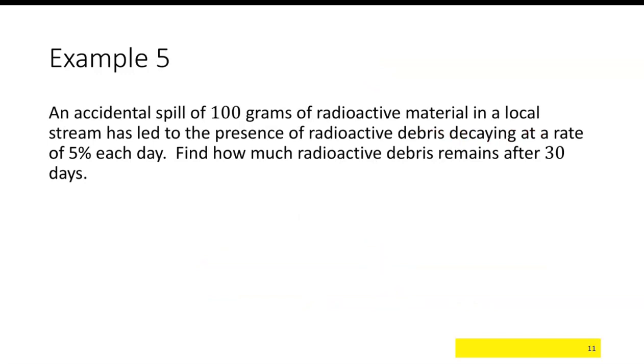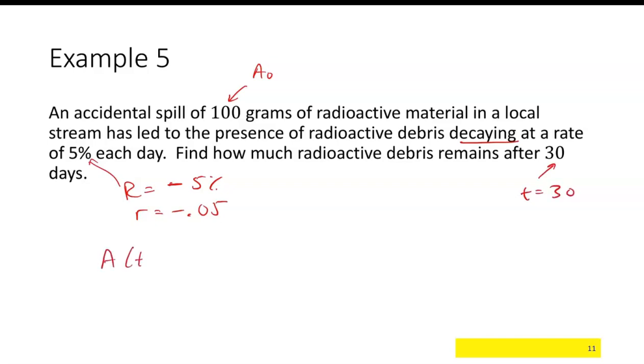For a decay problem, let's say an accidental spill of 100 grams, so we're going to start with 100 grams, in a local stream has led to the presence of radioactive debris decaying at a rate of 5%. So what that means is that R is negative 5%, or that little r is negative 0.05. Find how much radioactive debris remains after 30 days. So the t is going to be 30.